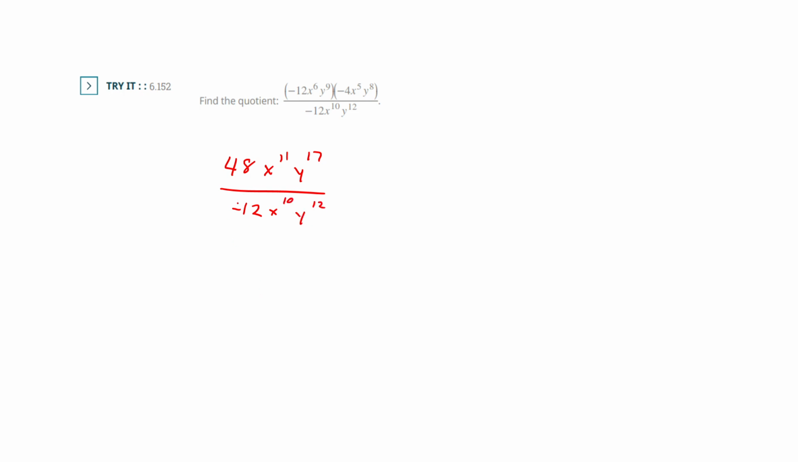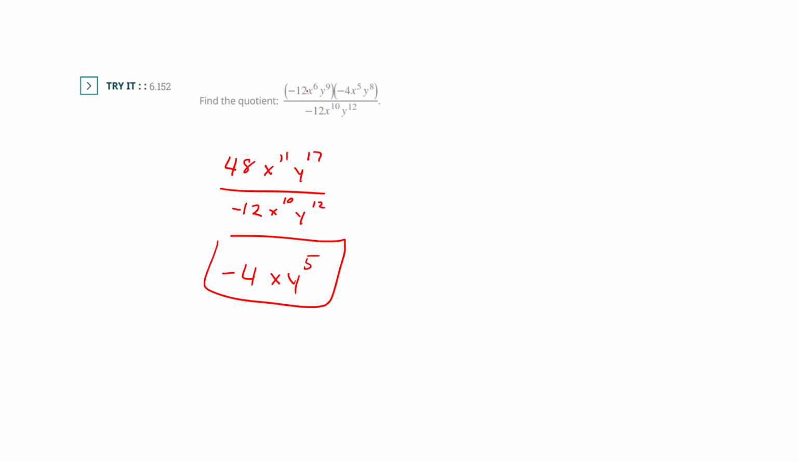Now let's deal with the numbers. 48 divided by -12, or we could think that's -4, or you could think they're both divisible by 4. Same thing. Are both divisible by 12. Okay, you got 11 x's on the top, 10 on the bottom. That leaves 1 on the top. 17 on the top, 12 on the bottom. Subtract that, you're left with 5 on the top.